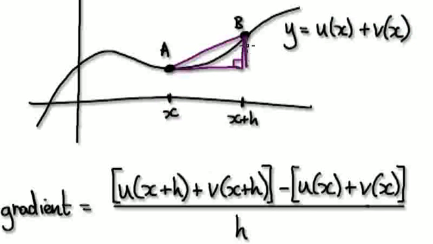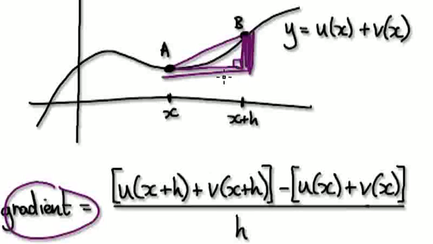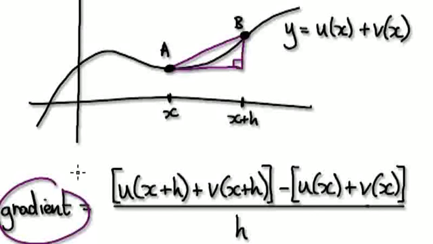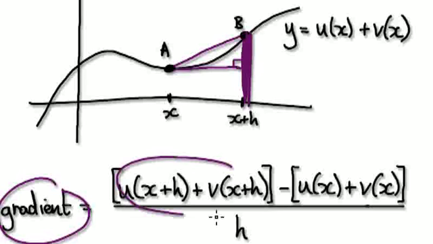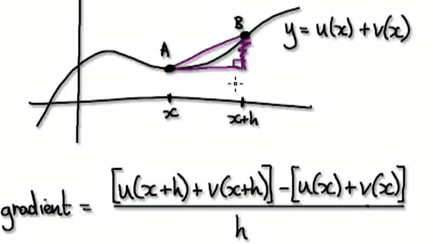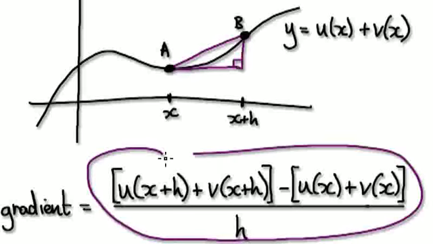So if you want to know this height here, don't forget the gradient here is this height divided by h. This length here is h. Okay, so if the gradient that exists between A and B is given by this height, which is this whole thing here, take away this height, which will then give you this height, and then divided by h. Okay, so the gradient that exists between A and B is given by this.